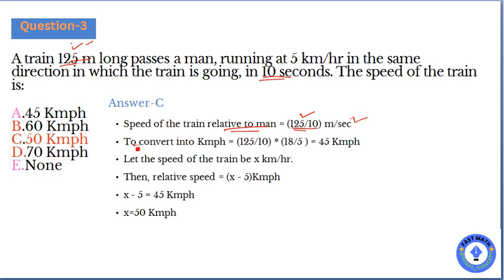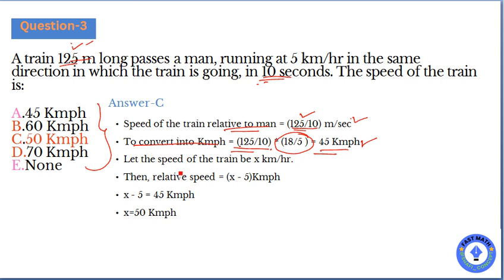At the same time, why are we converting this into kilometer per hour? Because the answer is given in kilometer per hour, and we have the unit in meters per second. That's why we are converting 125 by 10 into kmph. What you have to do? As per our synopsis, we multiply with 18 by 5. You will get 45 kmph as the conversion from meters per second to kilometer per hour.